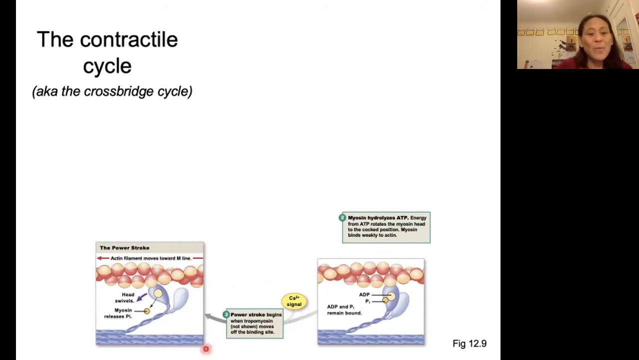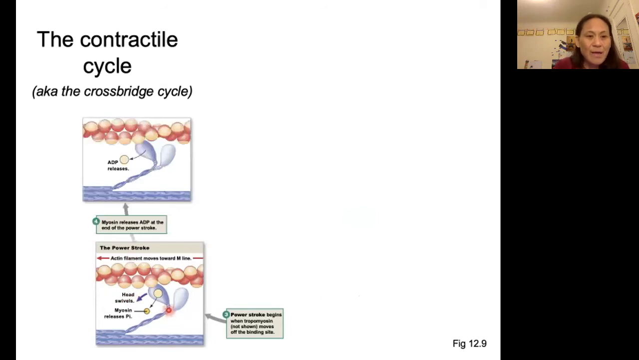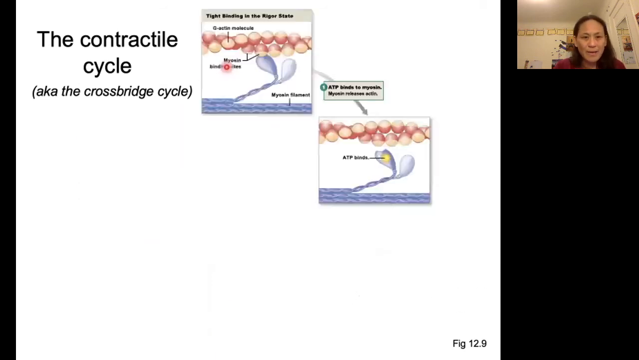All right, so once we've done that movement, what's going to happen? After we've done that movement, eventually, once the power stroke has completed, we're going to release ADP, and then that's going to return us to the rigor state, which I can show you by backing up, right? So again, this is the rigor state. We've kicked out that ADP, and we are still holding on tightly to the actin molecule here.